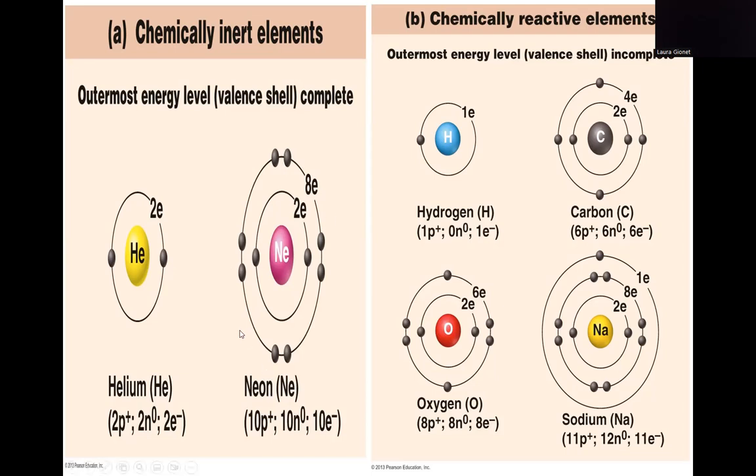Then we have neon, right, which is atomic number of 10. So it has 10 electrons. The first 2 go in the first valence shell. The other 8 go in the second valence shell. And now, boom, that second valence shell is full. And now that element is essentially inert. It's unreactive.